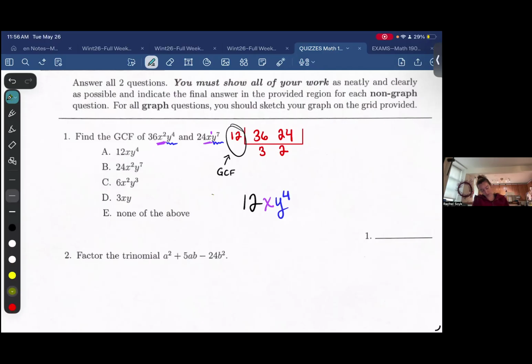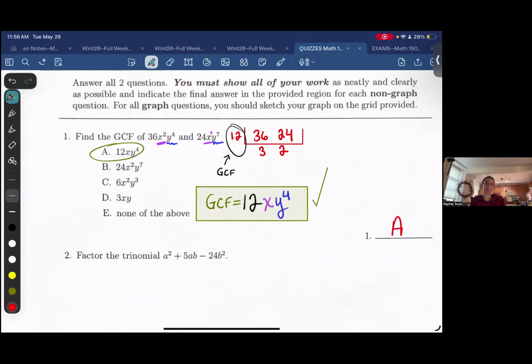So our overall GCF, including our x and y variables, is 12x y to the 4th, which is answer choice A. Right. That completes our first question.